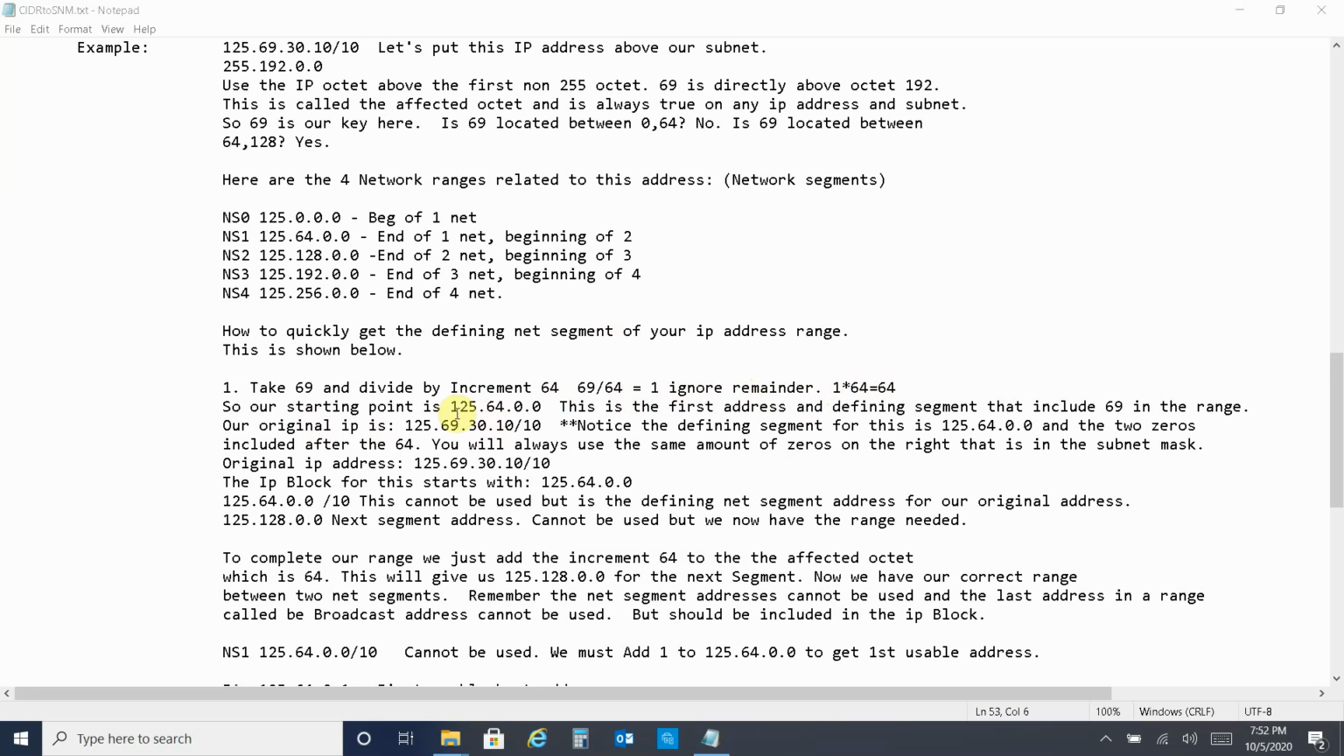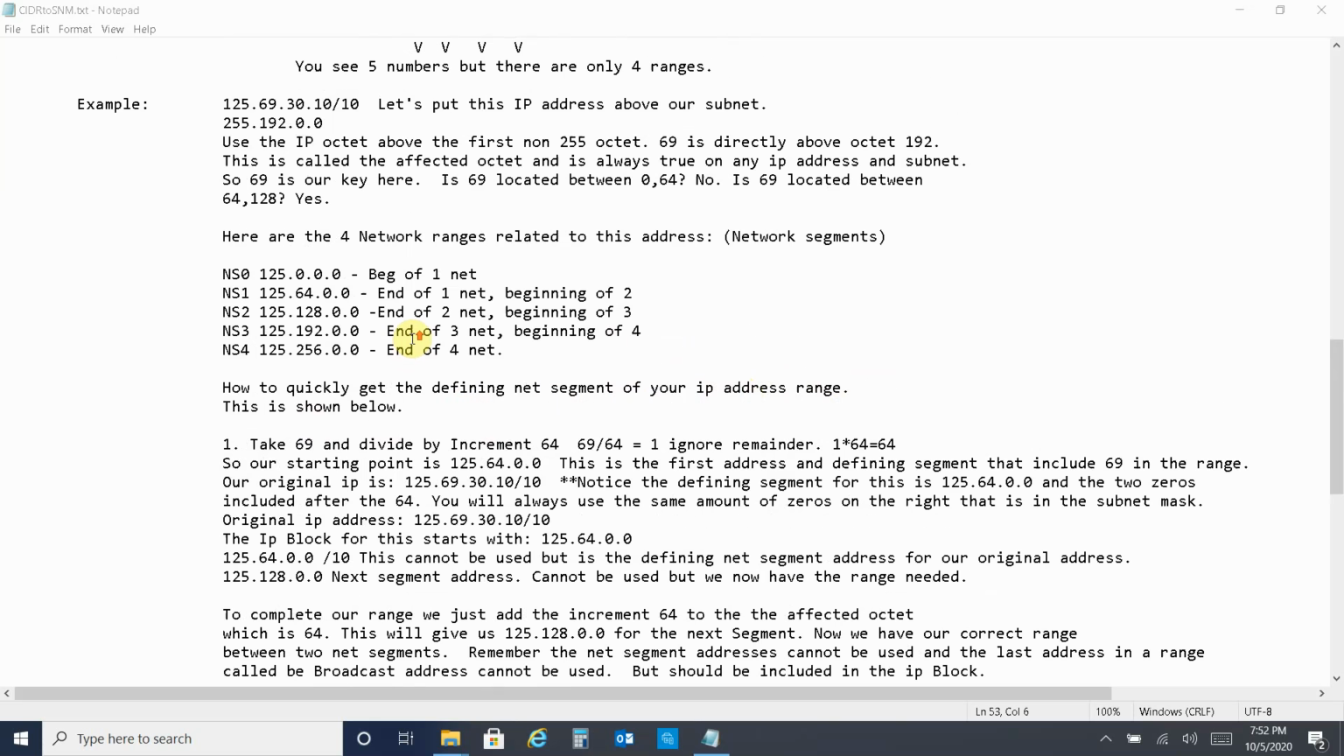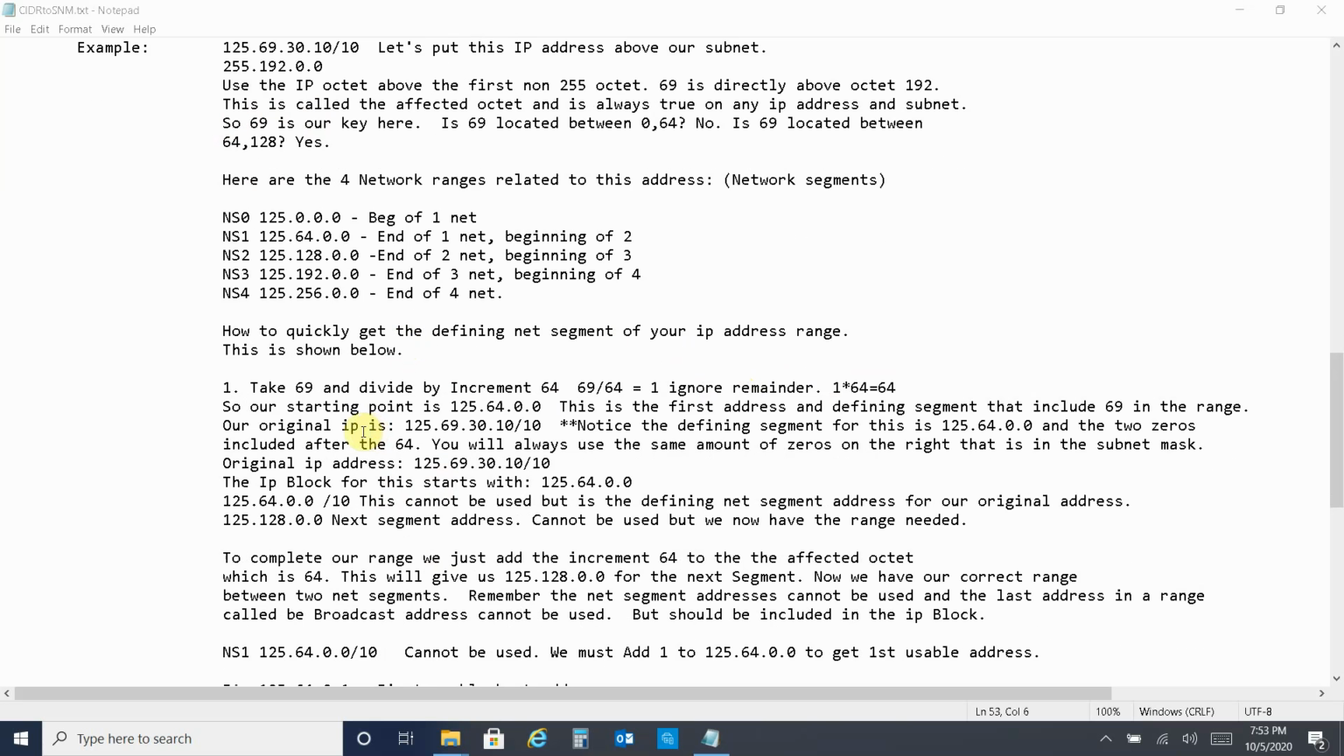So our starting point for our IP block for this is simply going to be 125.64.0.0. Okay? Now remember, that's going to be our network segment address. Sometimes they call that the network address. This is the first one we're going to use, and the 2 zeros at the end.